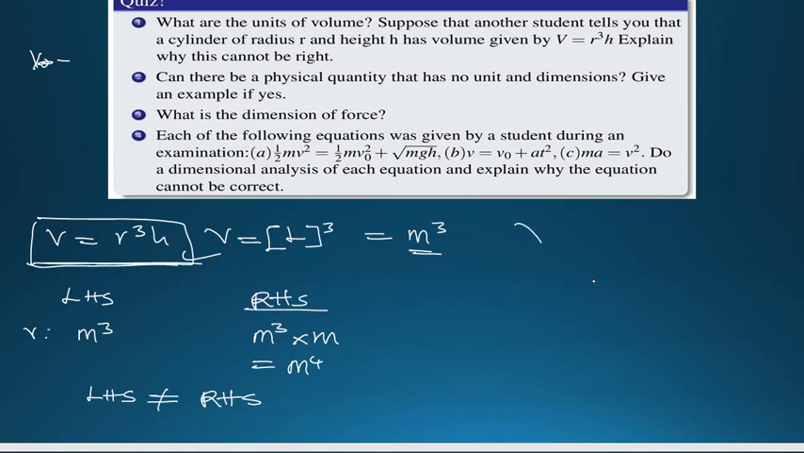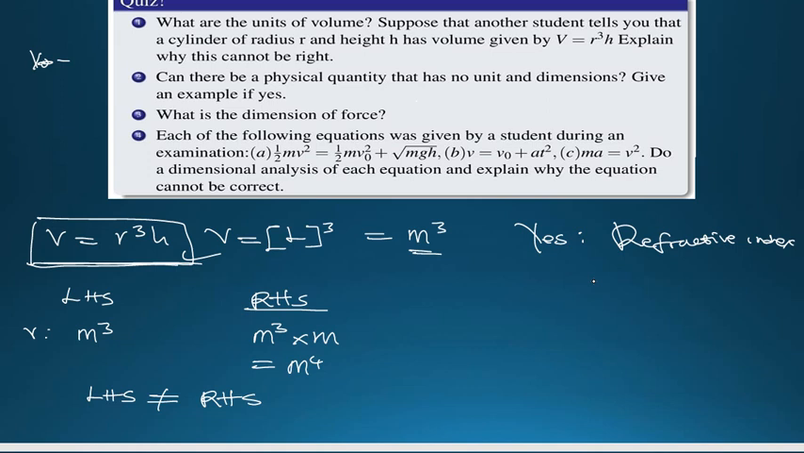So my answer is yes. I'm going to explain this. An example I can give is refractive index, grade 12 work, lenses. Refractive index. So what you need to know is that a physical quantity can be dimensionless if it is a ratio of two quantities with the same dimensions.